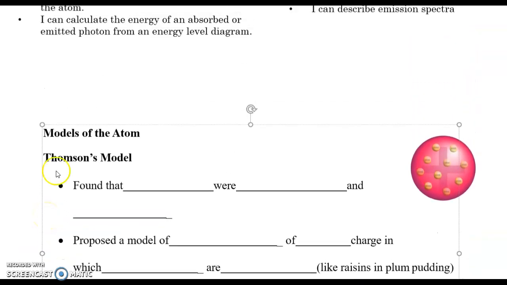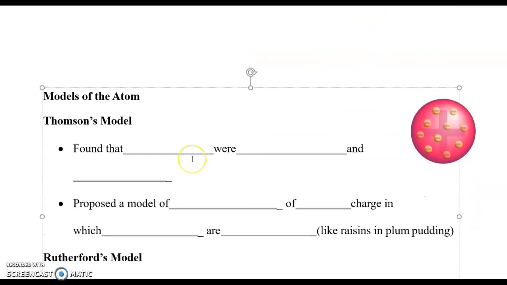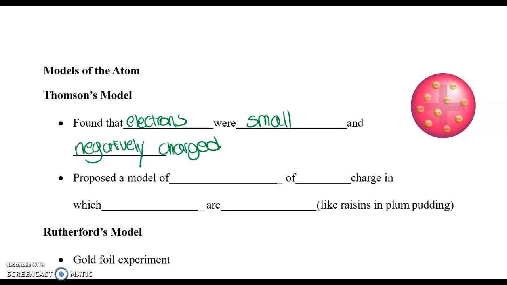All right, so we're going to talk about some models of the atom today, and we're going to get to some other topics. Thomson's model of the atom is the first one we're going to talk about. He found that electrons were small and negative. So he proposed a model where the rest of the atom was positive, and then there were just small little negative things over here.